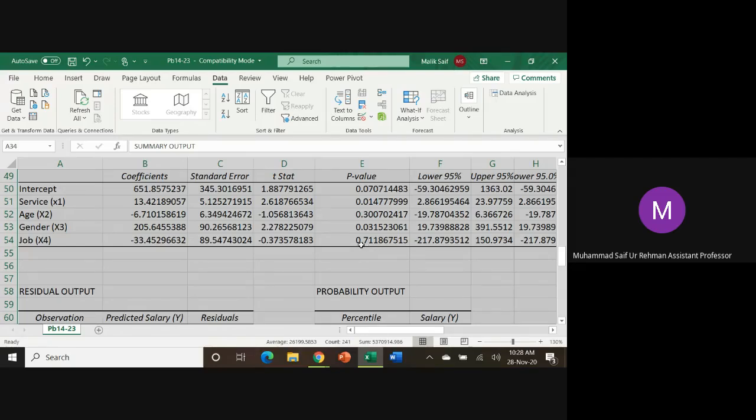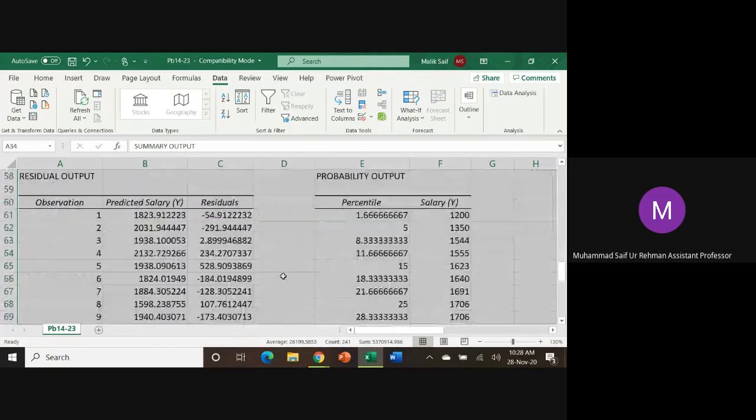you will accept h naught in this case, and that will mean that beta 4 is equal to 0, in fact, in case of population. So this parameter is equal to 0, so there is no impact of job on the salary. So in this way, you will first of all see which out of the selected variables is going to affect the dependent variable.